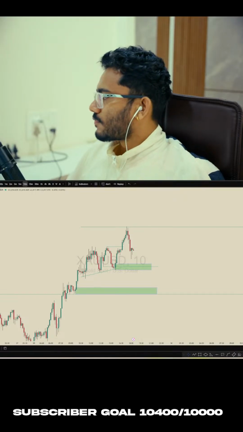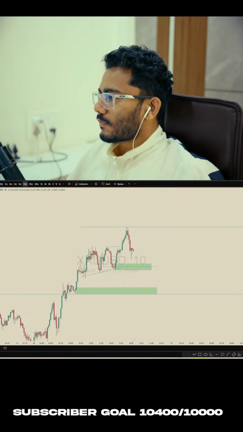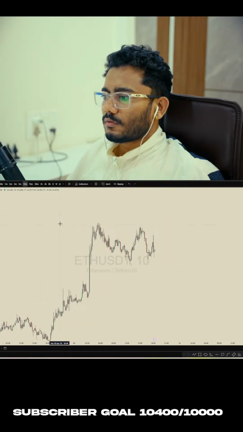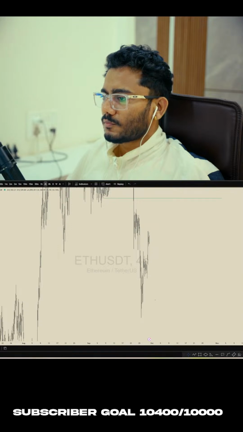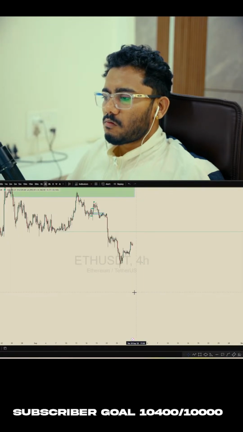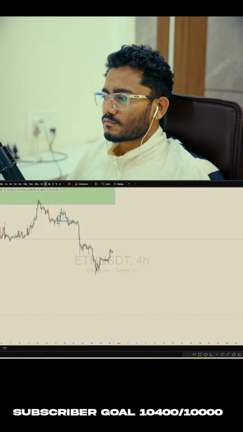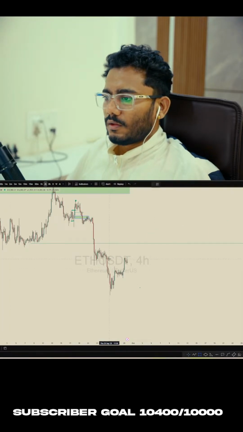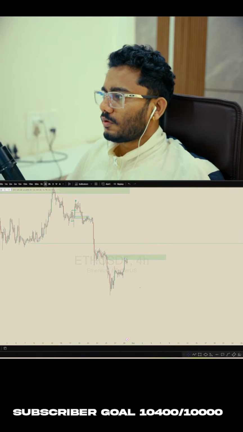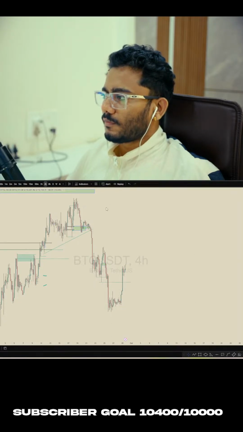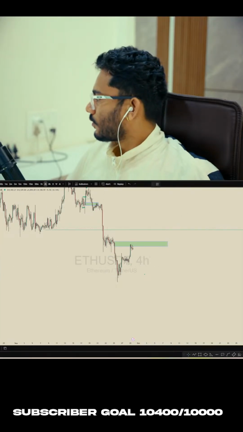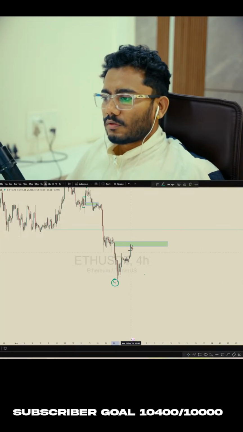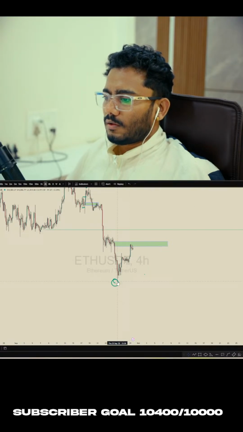Okay, let's see Ethereum. Ethereum is rejecting from this order block. Let's look at BTC. Same thing, and it has created this low. Let's look at higher time frame.